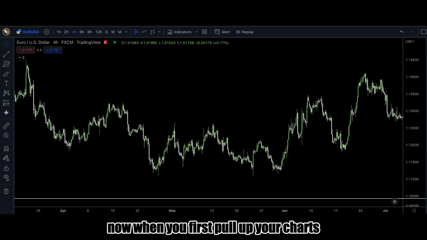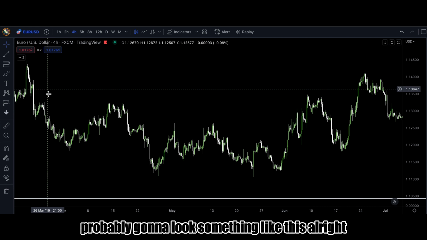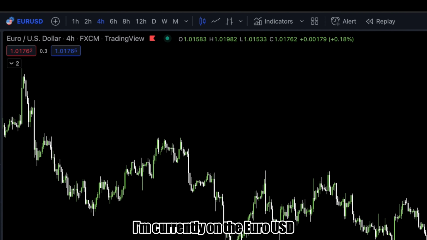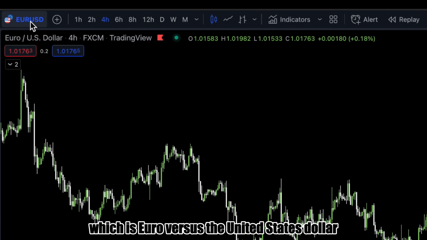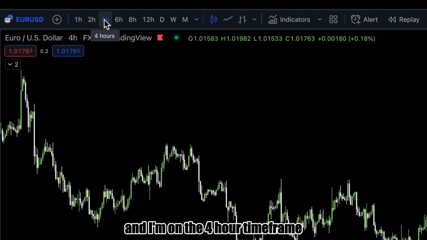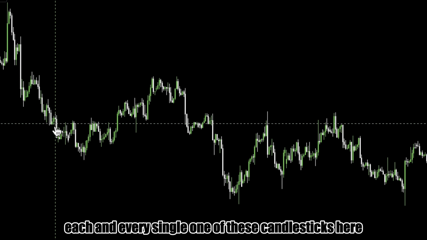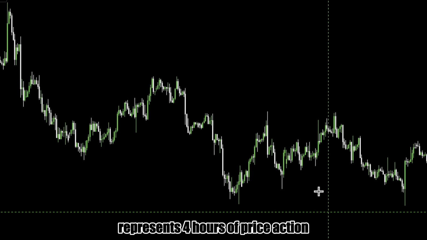Now when you first pull up your chart, it's probably going to look something like this. All right, got a bunch of different candlesticks here going on. I'm currently on the Euro USD, which is Euro versus United States dollar, and I'm on the 4-hour time frame. So what that means is each and every single one of these candlesticks here represents 4 hours of price action.